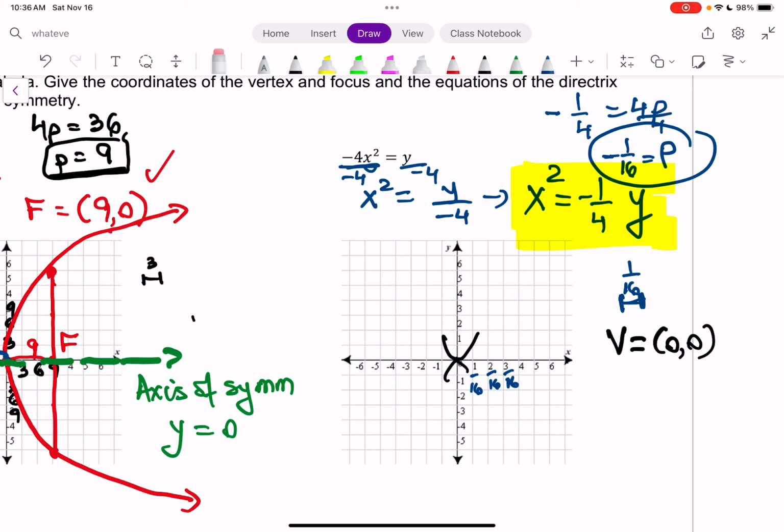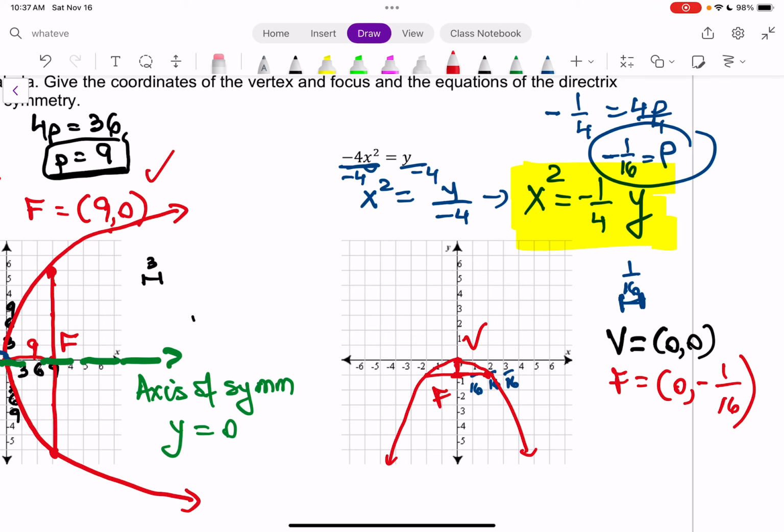The fact that p is negative means I have to go down, right? So here it is from the vertex. I'm going to go 1/16 down to find my focus. And then the width at the focus is 4 times this 1/16. So the focus is down on the y-axis, and we had to go down by 1/16. Again, the distance from the vertex to the focus, this p-value, is 1/16.